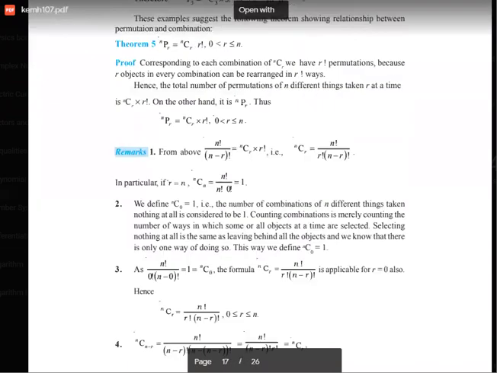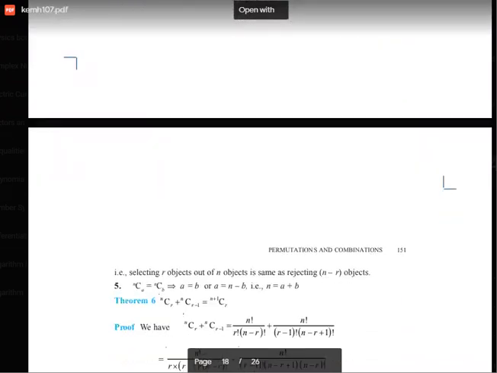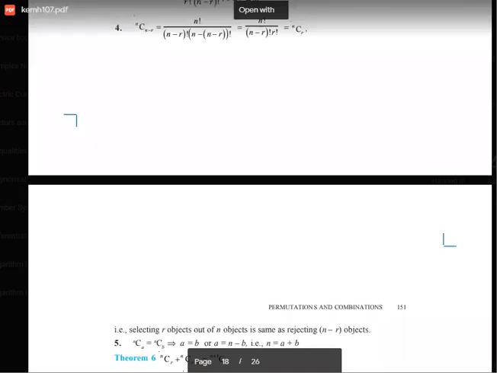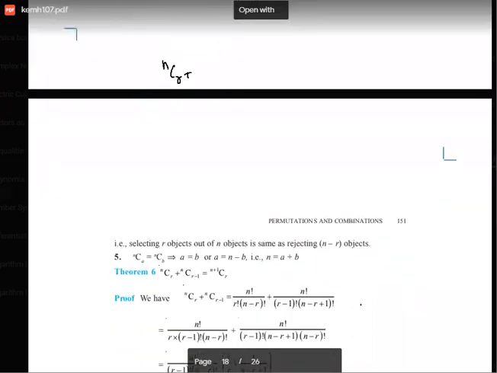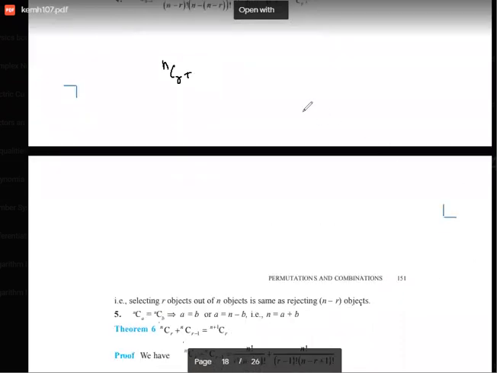So these are some properties. Now try to solve this one. NCR plus NCR minus 1 is equal to N plus 1 CR.